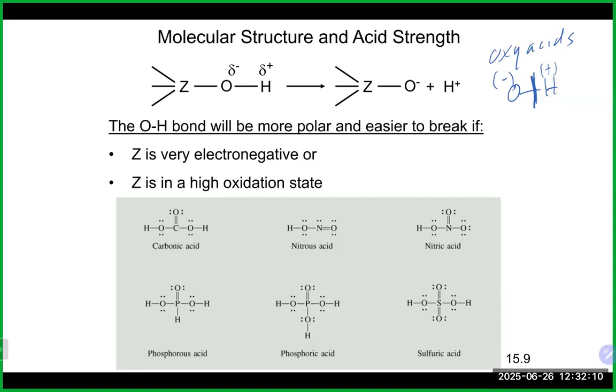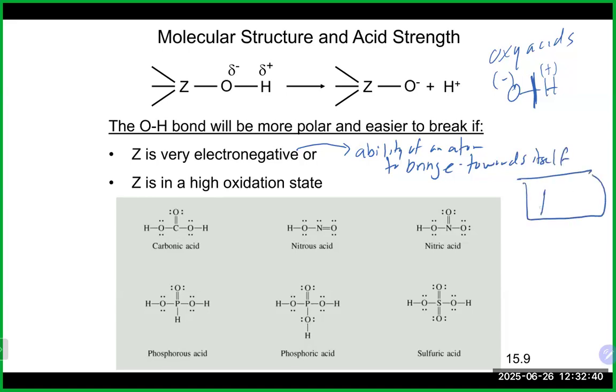Now, when we look at an oxyacid, we look at 2 different things, and what you should look at depends on the situation. The first thing that we look at is electronegativity. And a reminder again, that is the ability of an atom to bring electrons towards itself. And once again, on the periodic table, up and to the right, it increases, right? Again, with fluorine being the most electronegative element you could have.